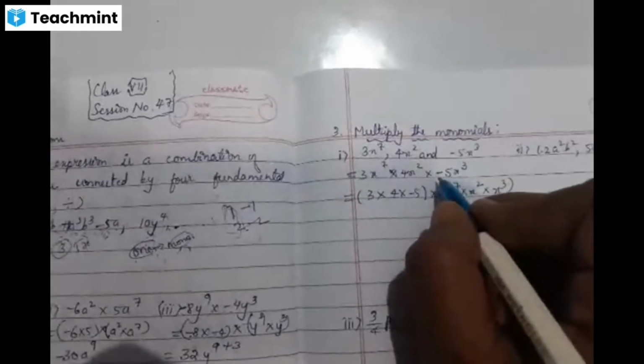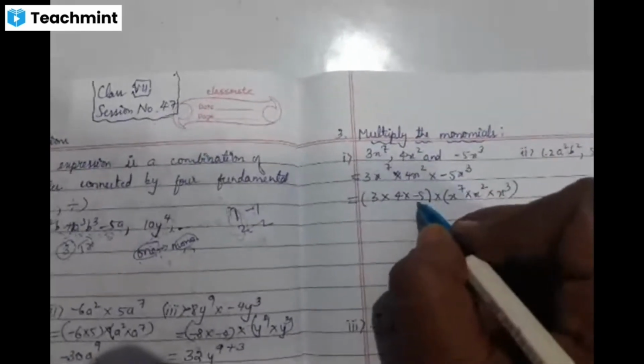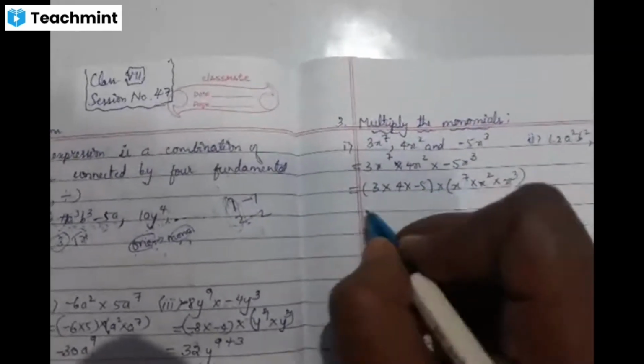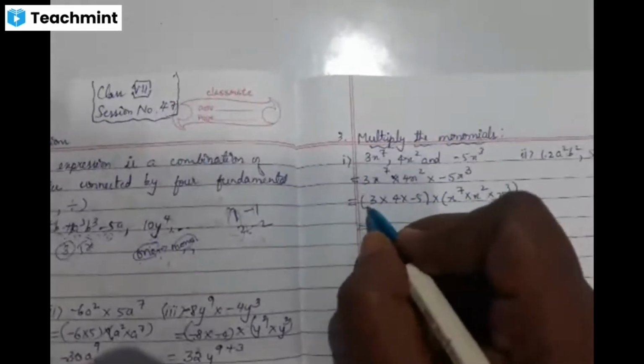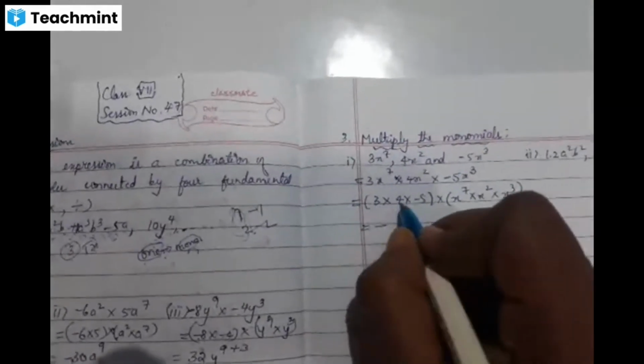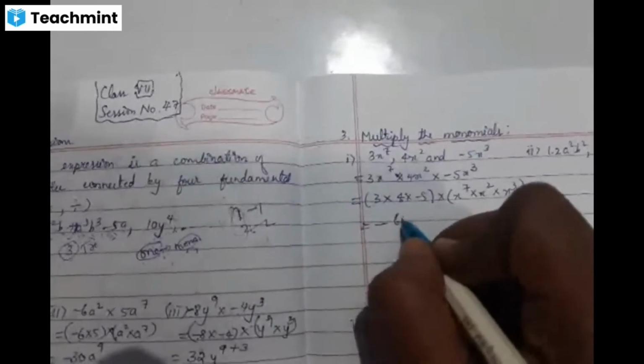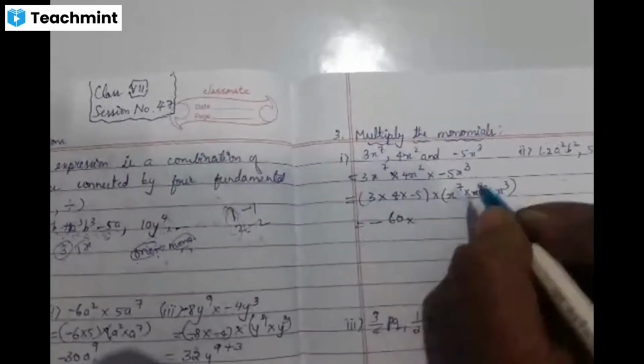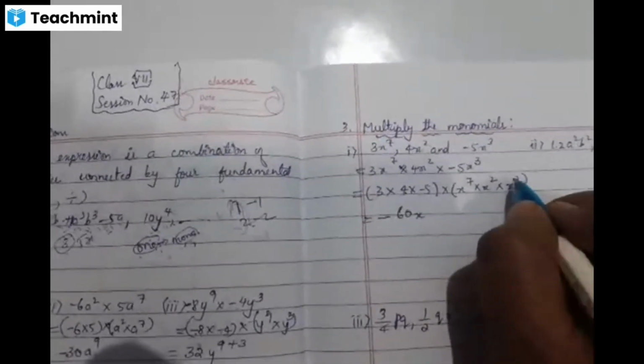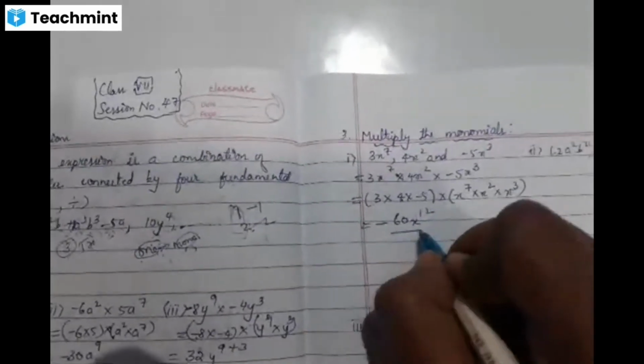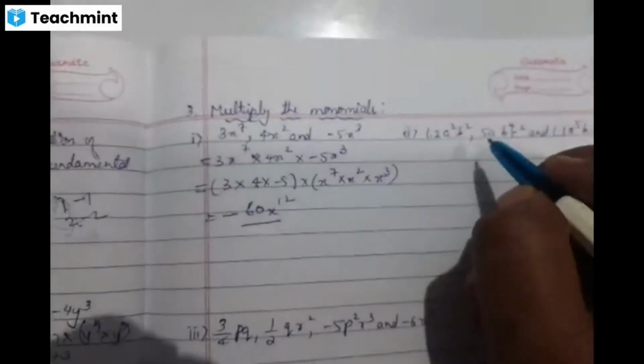Here, children, you should write minus 5. You have to be very careful with the sign, children. 3 plus into minus is minus. 3 4s are 12. 12 5s are 60. X to the power of 7 plus 3 is 10. 10 plus 2 is 12. So the answer is minus 60 x to the power of 12. Second question, children.